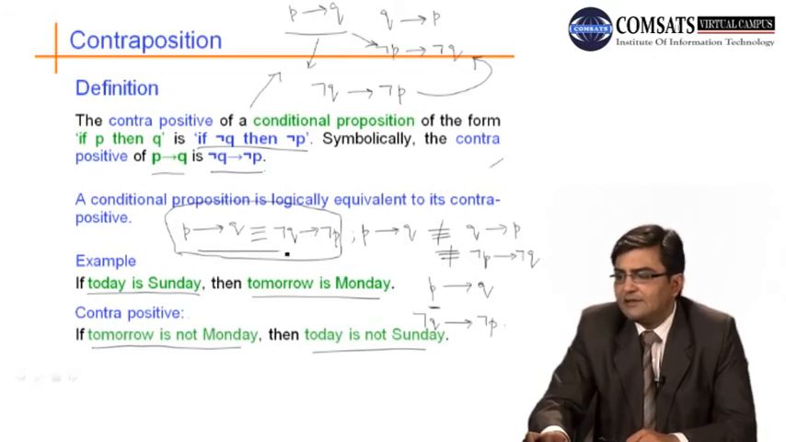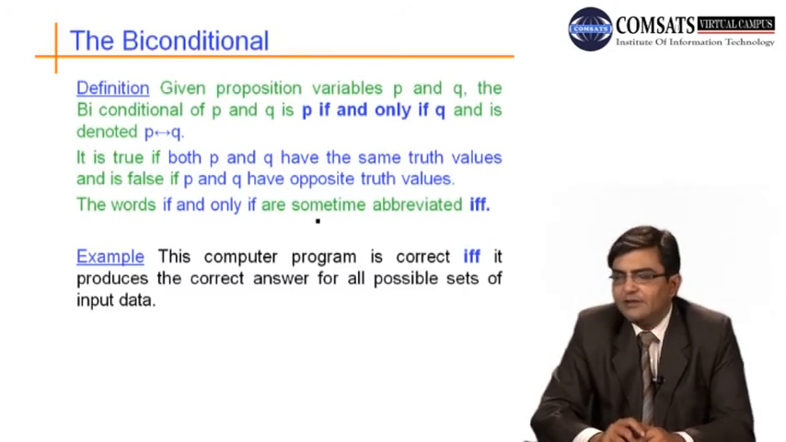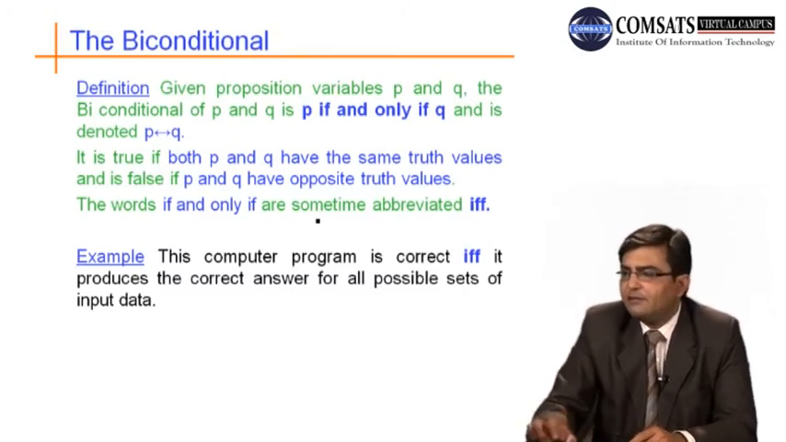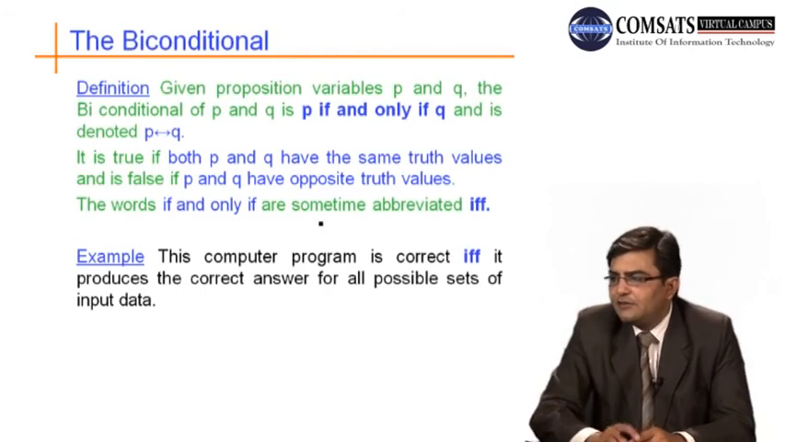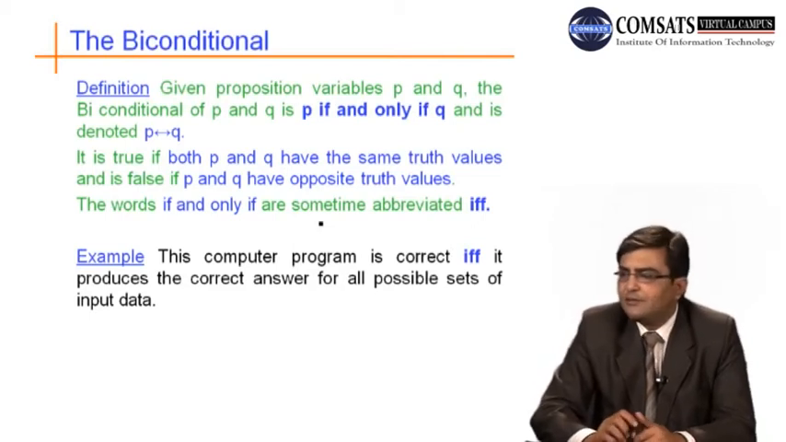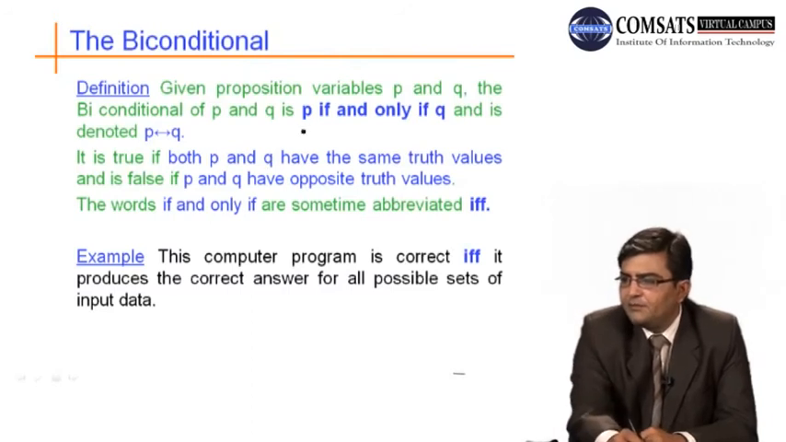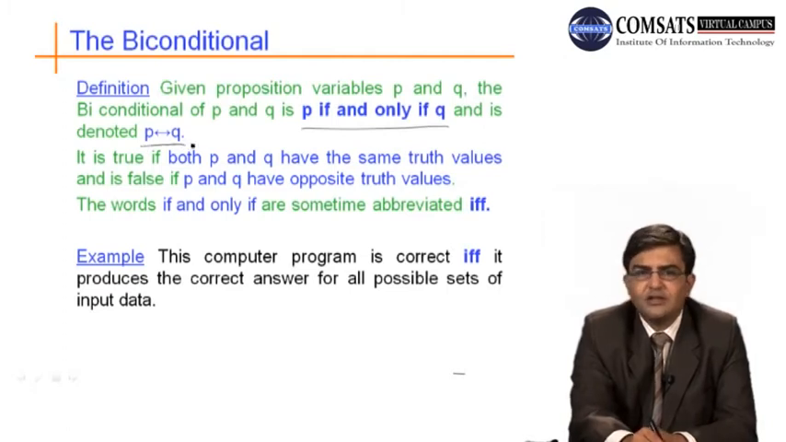The next is biconditional. The definition of biconditional is given by, if we have two propositions P and Q, then the biconditional of P and Q is denoted by, as you can see here, P if and only if Q, and in symbols or in logic it is written as P if and only if Q.